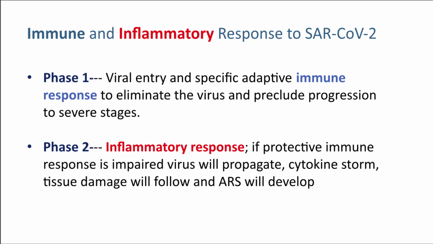Now, it's important to understand how the immune system responds to a coronavirus infection. Phase 1 of the response is the viral entry, and there is the formation of a specific adaptive immune response to eliminate the virus and preclude its progression to the severe stage. Now, if the virus is not controlled, then we go to phase 2, which is the inflammatory response, and that is where we see a lot of damage, and what has been referred to as the cytokine storm, which causes acute respiratory syndrome, which can lead to severe disease and death.